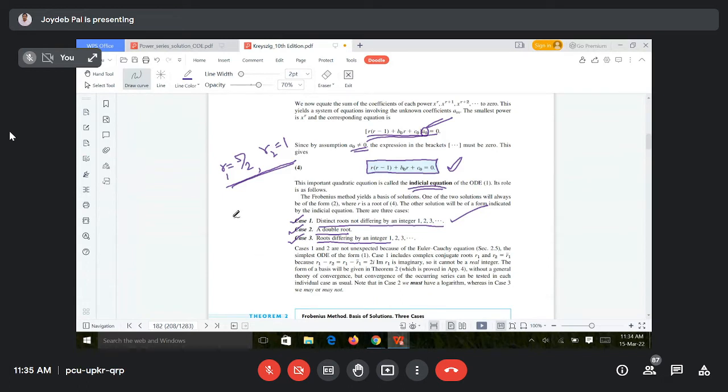First case. First means you find the difference: 5/2 minus 1, or 1 minus 5/2. It is 3/2, which is not an integer. So the first case is that the distinct roots are not differing by an integer. The difference is not an integer.